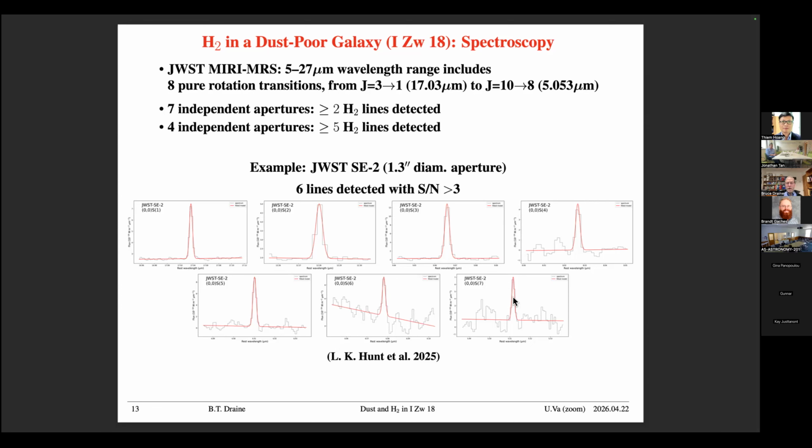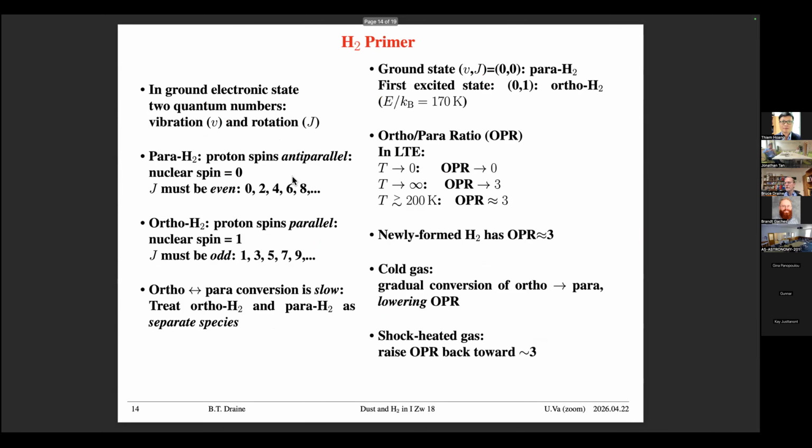So we've got a number of different lines here, and in some of the other apertures, also multiple lines. In 4 apertures, we had 5 or more lines detected with greater than 3 sigma. So you can begin discussing what the distribution over the different rotational levels of these lines is, and then of course discuss what kind of mass of molecular hydrogen is needed in these excited states to explain the observations.